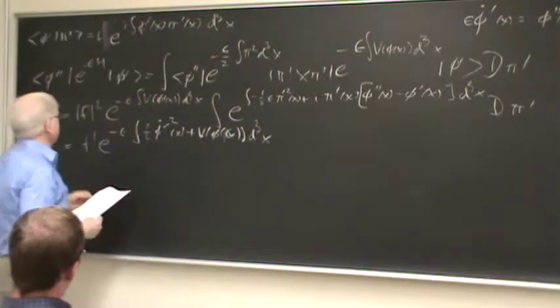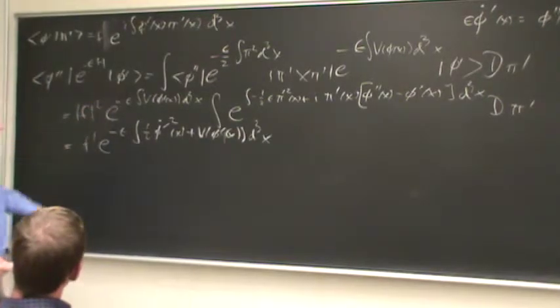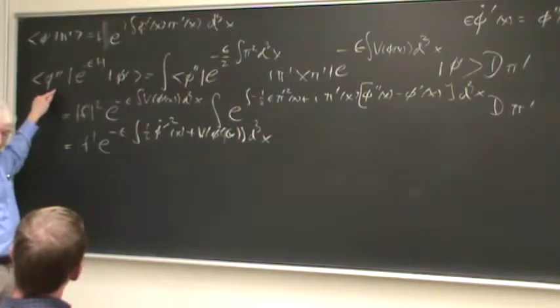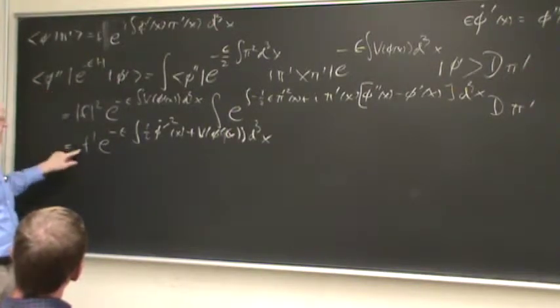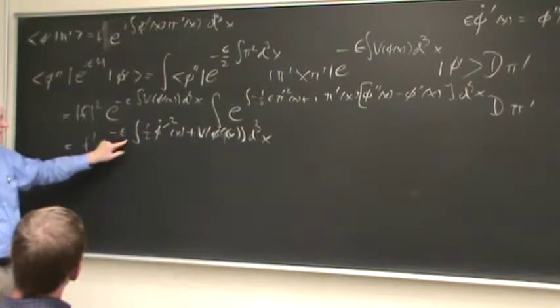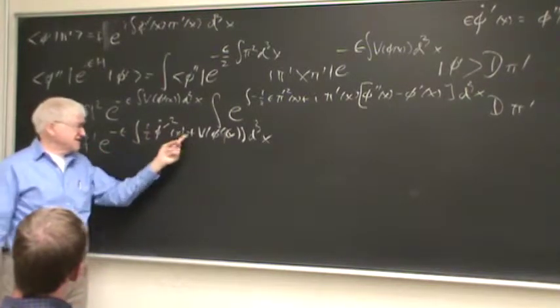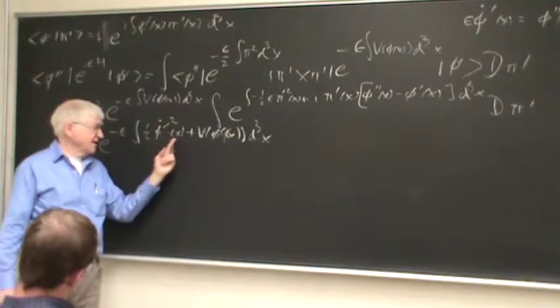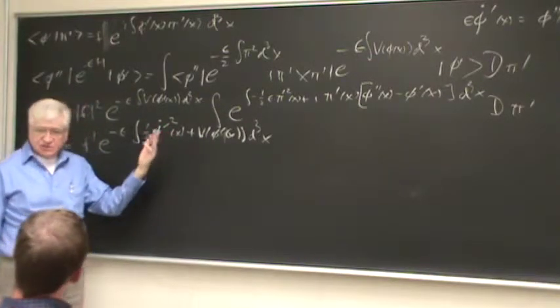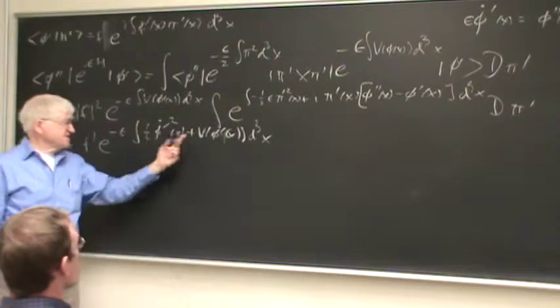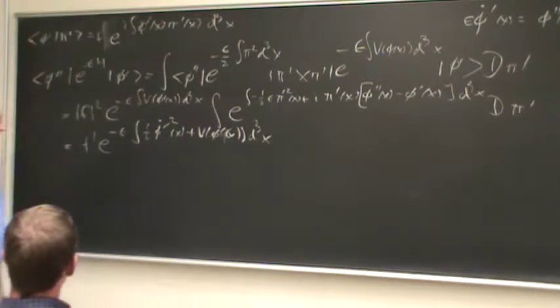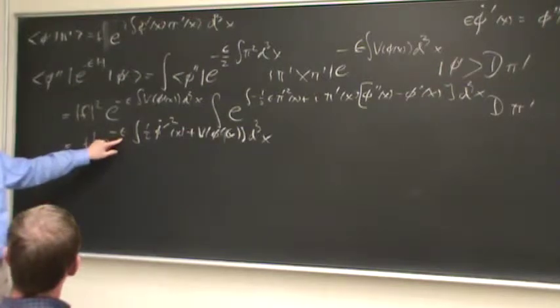Okay. So that's this matrix element. So to repeat, the matrix element between two eigenstates of the field operator is some fudge factor times e to the minus epsilon, a space integral of 1/2 phi prime dot squared plus V, d cubed x. And of course this is the Euclidean action density, and epsilon is a dt.